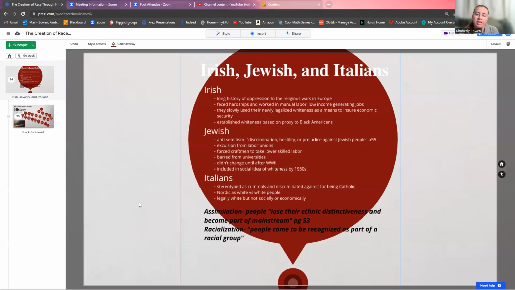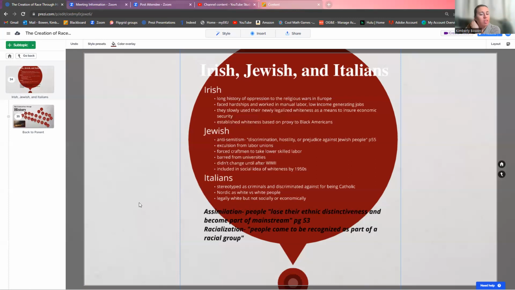And they slowly used their newly legalized whiteness as a means to ensure economic security, and established whiteness by proxy to Black Americans. So essentially, when we talked about earlier how we were making those distinct groups, those Irish immigrants who had been treated as indentured servants were starting to rally with slaves. When they made the distinction, white persons of power essentially gave the Irish enough of a push up socially to allow them to garner their whiteness by being able to create those distinct categories away from Black Americans. And that's essentially how Irish people in America started to be considered part of that demographic of white, if that makes sense.